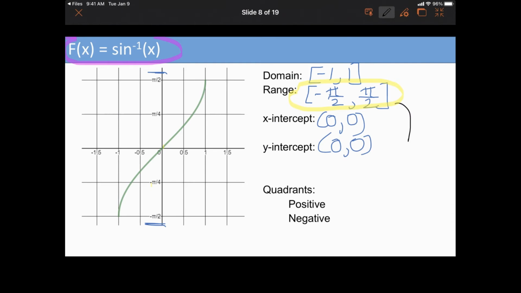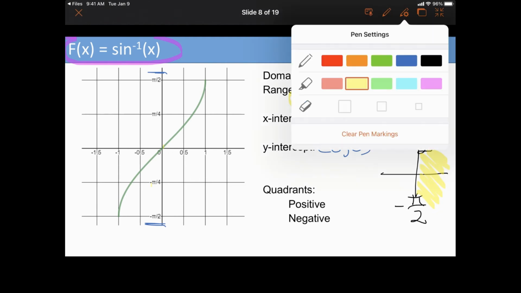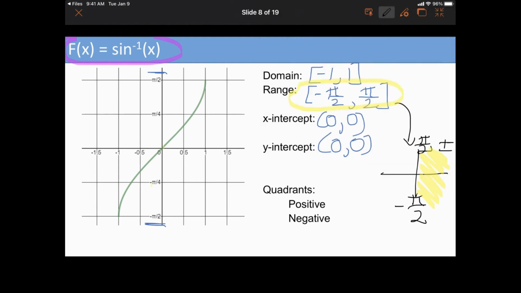So for here, if you're looking at the quadrant, right, on the unit circle, negative pi over 2 to pi over 2 is here, right? So if it's positive, the answer is going to be in the first quadrant, and if it's negative, it's going to be in the fourth quadrant. So positive is the first, and negative is in the fourth.